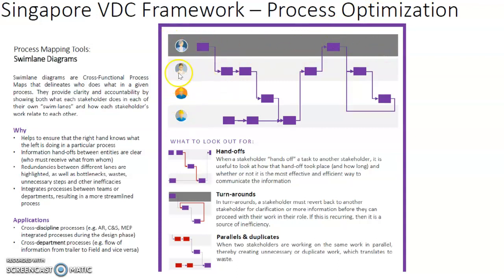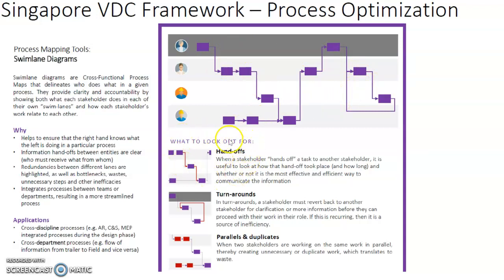So in developing the swim lane diagram, we will put down the various stakeholders in the form of horizontal rows. And for the various stakeholders, we will put down their jobs or job tasks. And we try to link the different job tasks all together and come up with a swim lane diagram. And when we have completed the swim lane diagram, we will need to look out for certain things.